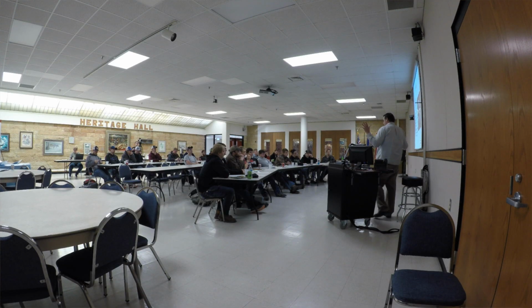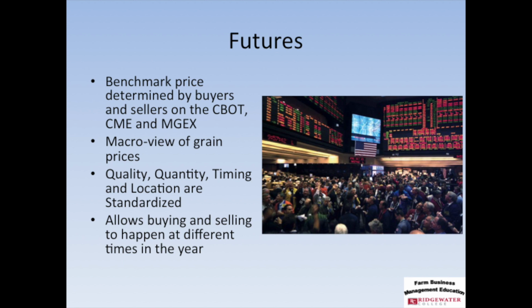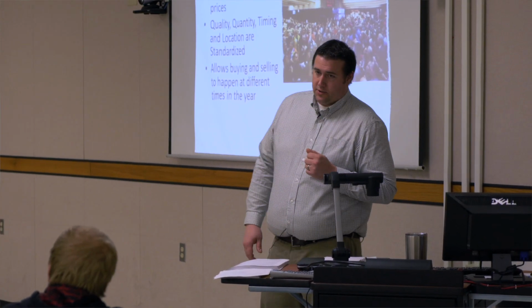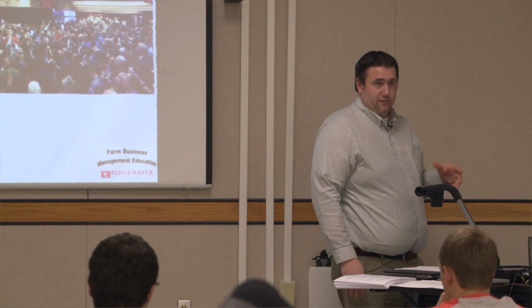Think about futures as your macro view of grain prices. This is taking all the news from the world and digesting it into one number. The last price where a buyer and seller met is the current price at that moment. With futures, our quantity is standardized: 5,000 bushels per contract for corn and beans. Our quality is standardized: number 2 corn, number 1 yellow soybeans. Our timing is specified by whether you're buying May corn or July corn. And our location on futures contracts is always delivered Chicago. So all those items are standardized. The only thing left to negotiate on is price. And that's what makes the market very efficient.